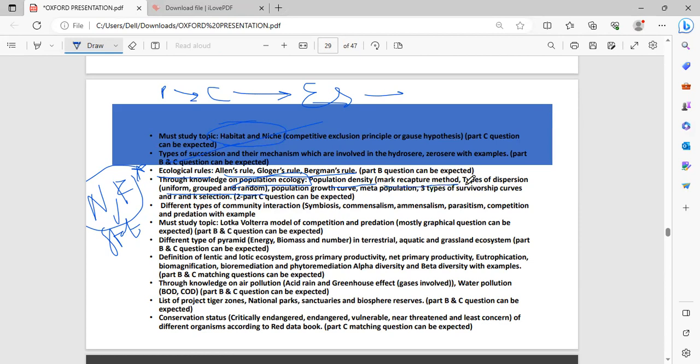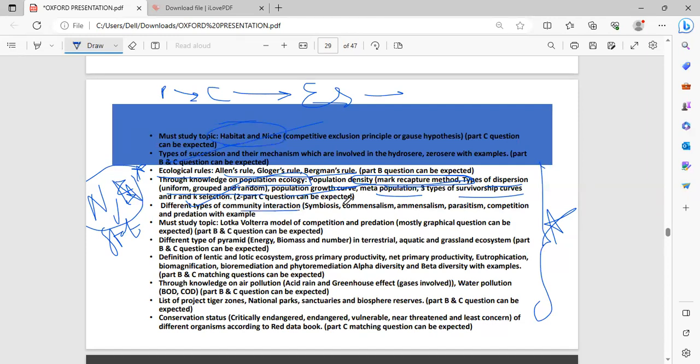Next, mark recapture method. Last time they asked this mark recapture method in the CSIR examination also. Types of dispersion. And next, population growth curve, metapopulation, 3 types of survivorship. Each and every concept in the ecology is very, very important. They touch each and every corner from this chapter. Here R values and P values are also most important.